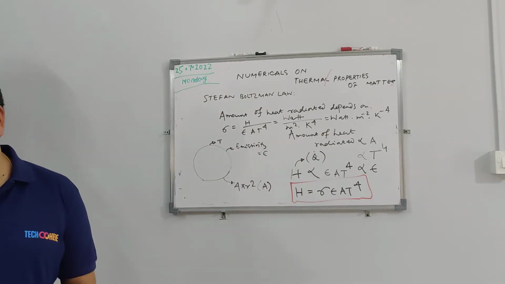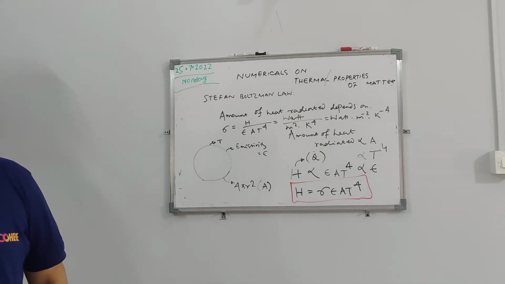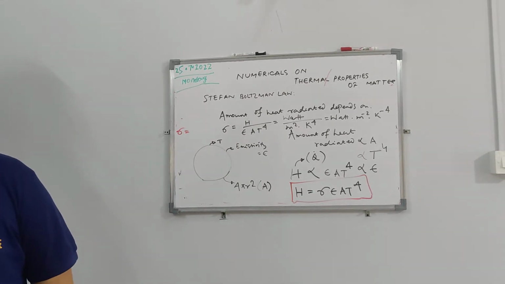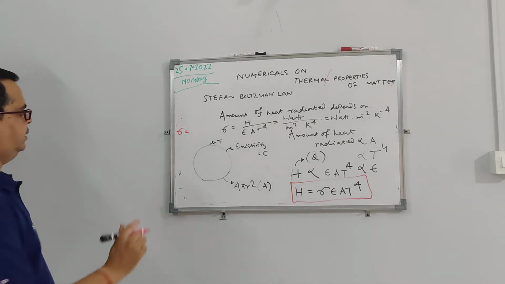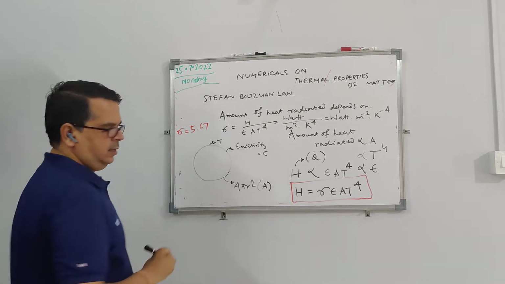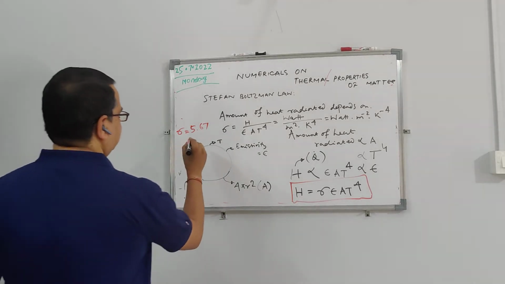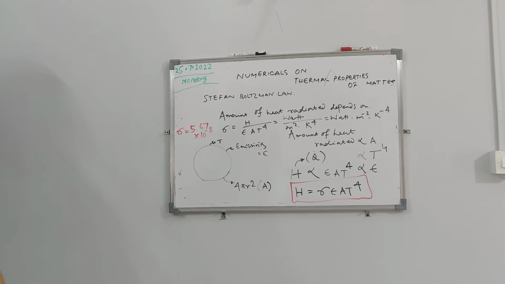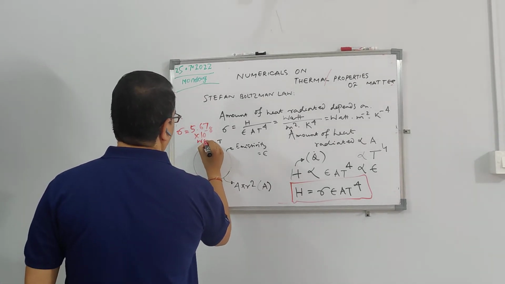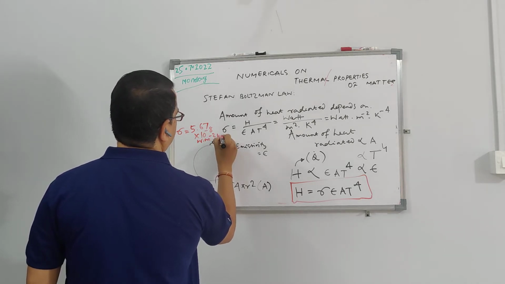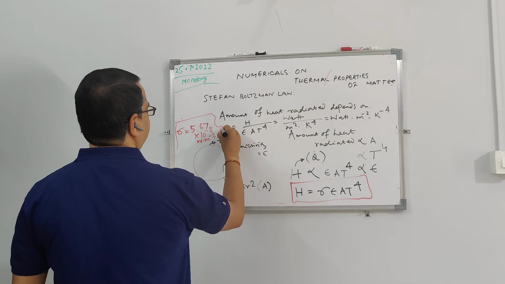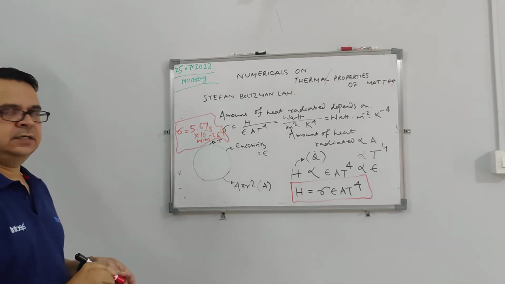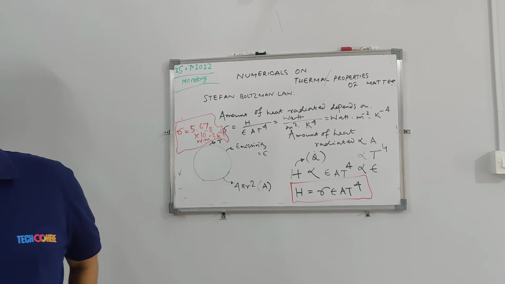And like Wien's constant, there is a value of the Stefan Boltzmann constant. The value of sigma is 5.67 into 10 to the power minus 8, and the unit is watt meter to the power minus 2, Kelvin to the power minus 4. So you should remember this value also. This can be a tricky question. So 5.67 into 10 to the power minus 8 is the Stefan Boltzmann constant, that we need to remember.